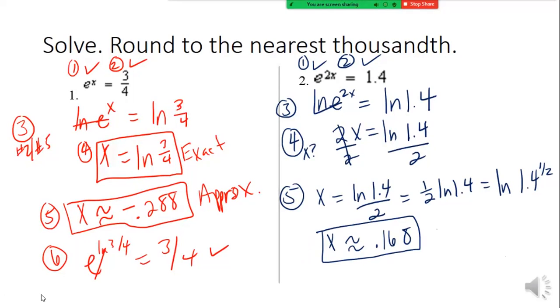I don't know what you're saying. Yes, it says round to the nearest thousandths.